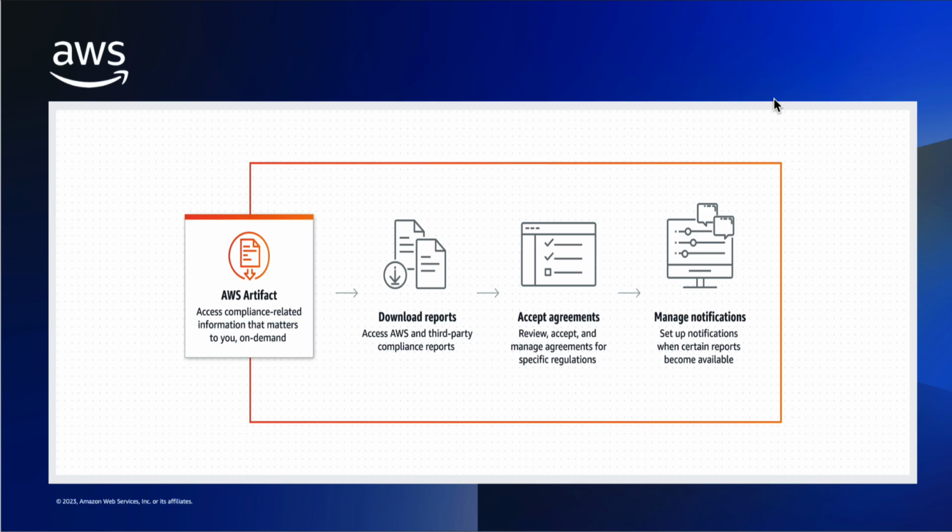AWS Artifact is a self-service audit artifact retrieval portal that provides our customers with on-demand access to AWS compliance documentation and AWS agreements. AWS Artifact enables you to set up email notifications. On the notification settings page in AWS Artifact, you can subscribe to notifications and manage other notification settings I will show in this video. AWS Artifact sends notifications using the AWS User Notifications service. So you will need to specify the regions where your user notification data will be stored.